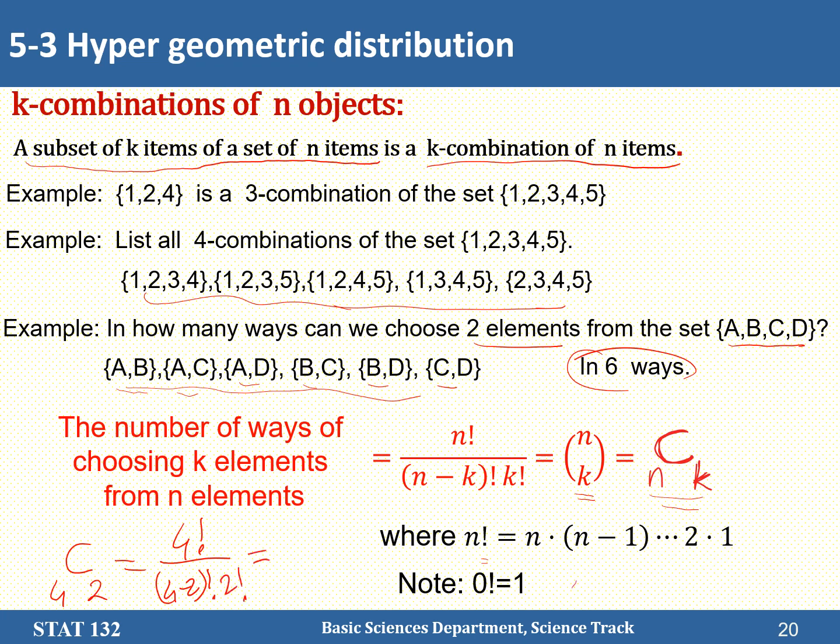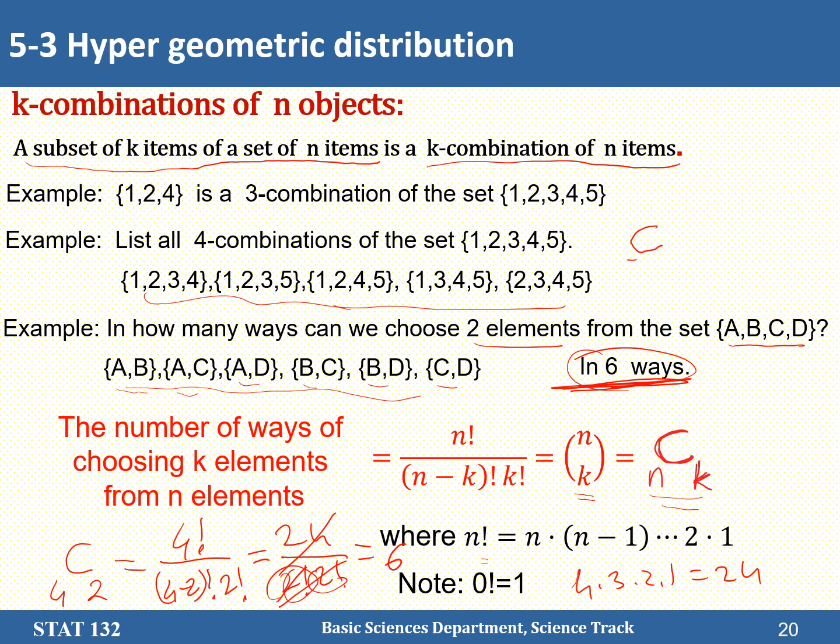And 4 factorial is 4, 3, 2, 1, so it will be 24 divided by 2 factorial, 2 factorial. 2 factorial is just 2. So you can take this one as 2 and 2. So when you do this calculation, you will get 6. And here is 6.